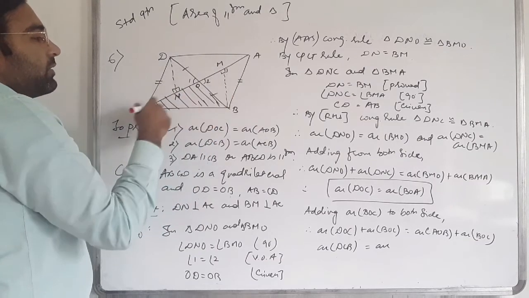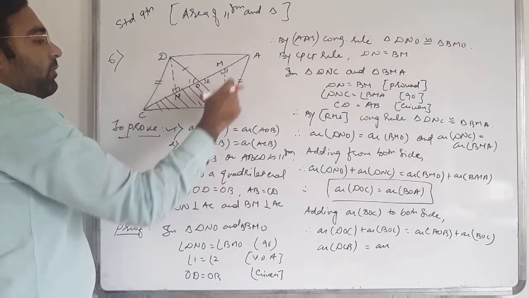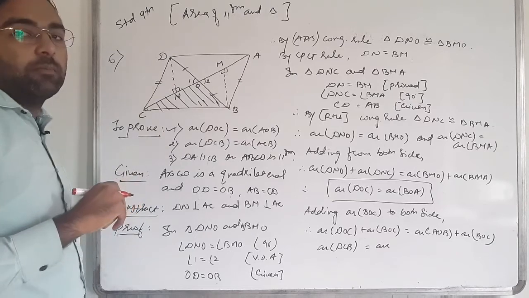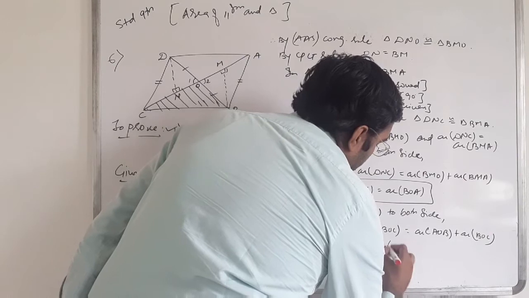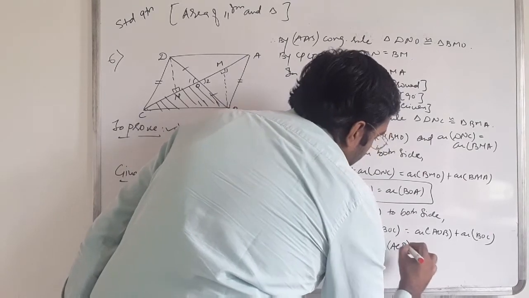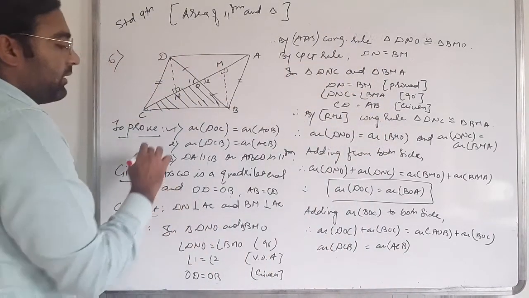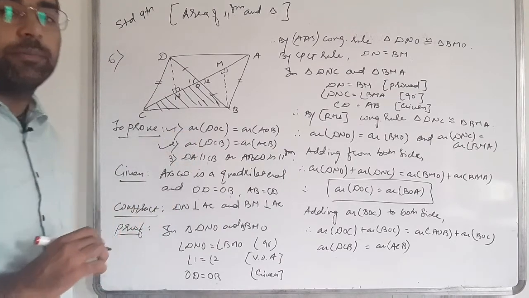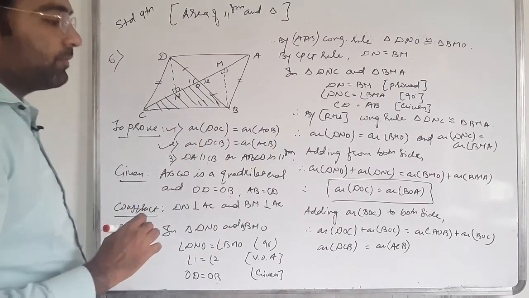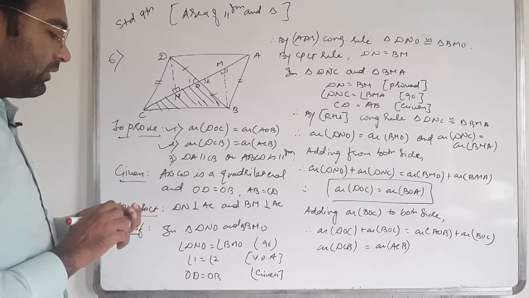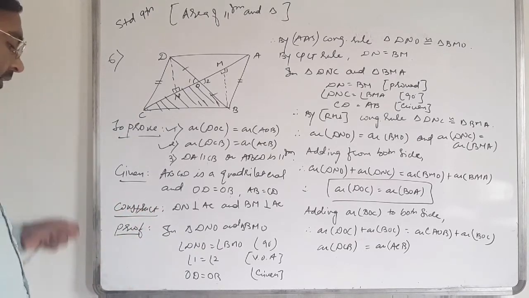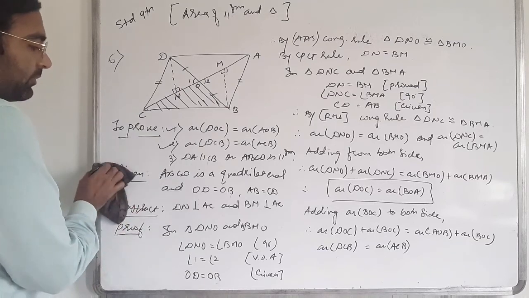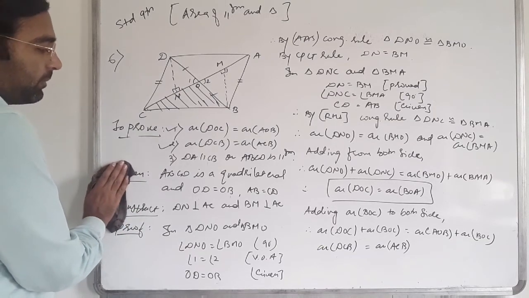AOB and BOC combined to each other to form area of ACB. Clear that? Area of ACB. Here our second thing is also proved. Clear? For the third thing, I'll rub this part of the question from the given.